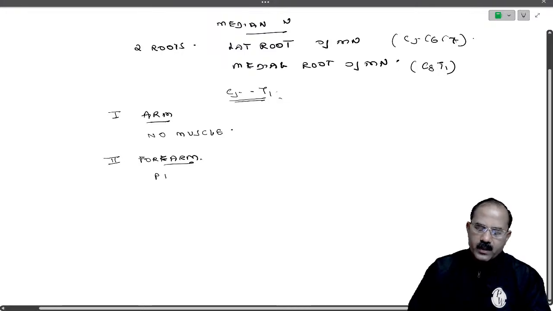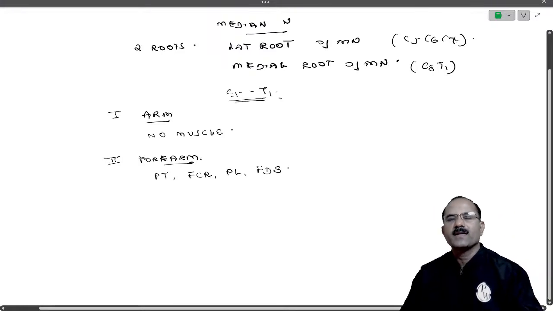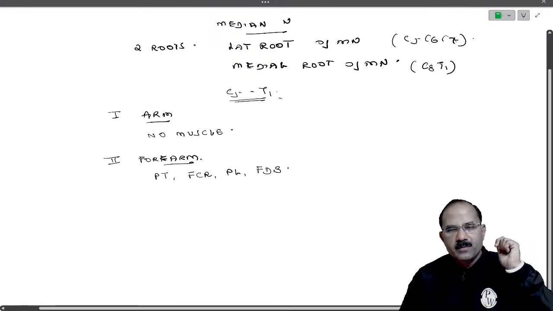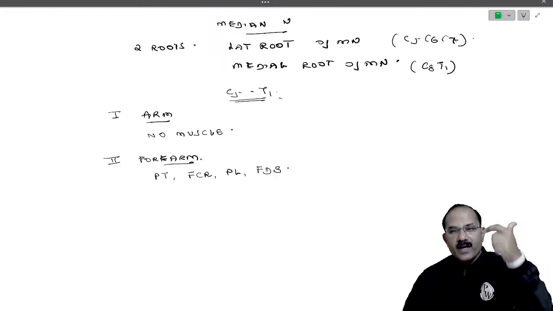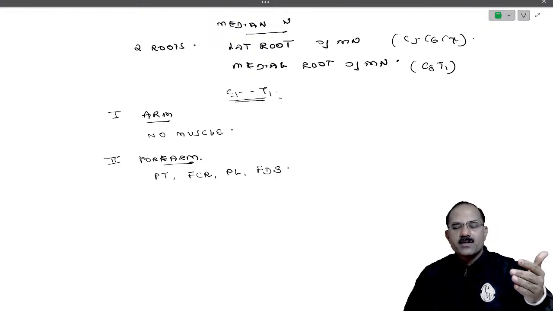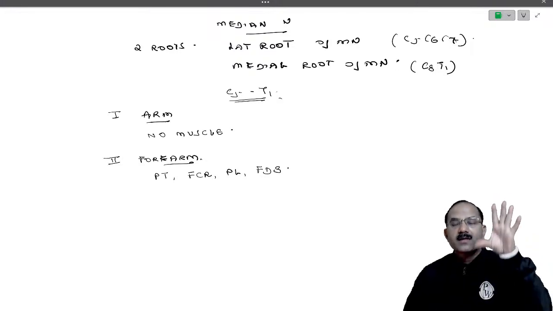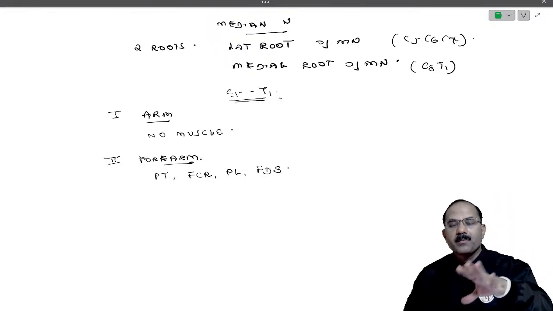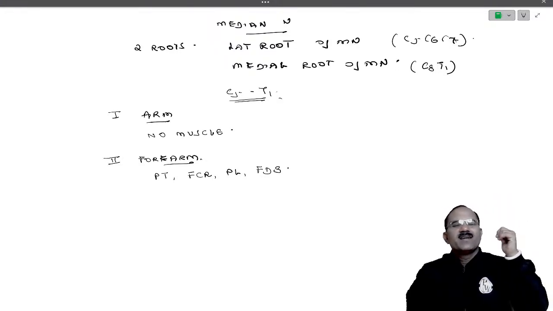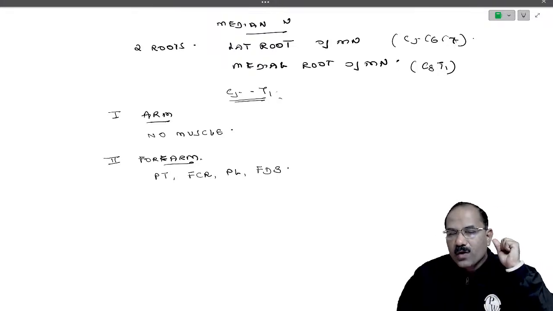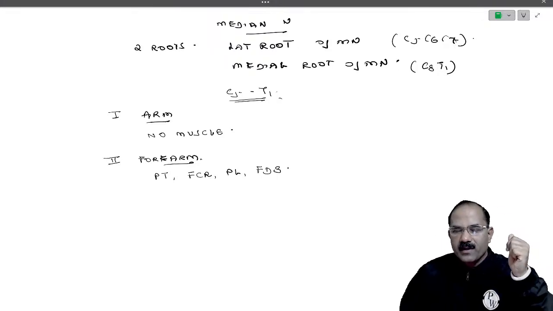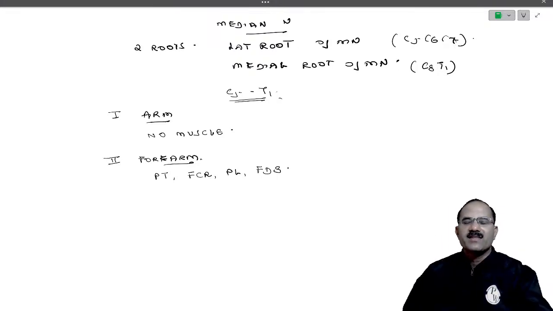One is the pronator teres, the flexor carpi radialis, palmaris longus, the flexor digitorum superficialis. Four superficial muscles: pronator teres, flexor carpi radialis, palmaris longus, and the flexor digitorum superficialis. These are the muscles supplied by the median nerve in the forearm, right? वैसे flexor carpi ulnaris को कौन supply करता है? Who supplies the flexor carpi ulnaris in the forearm? The ulnar nerve.